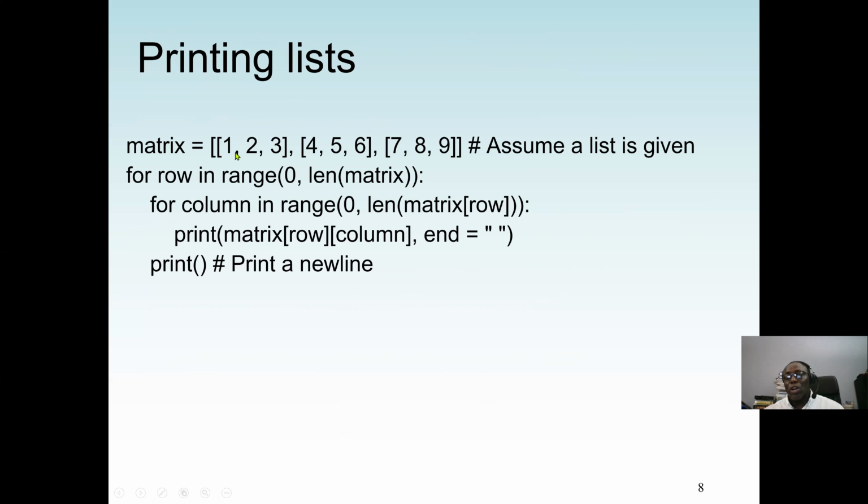So here we are going to print 1, 2, 3, and 1, 2, 3 will be on the first row, then 4, 5, 6 on the second row, 7, 8, 9. Because after we finish the first row, we print a new line. So this 4, 5, 6 will be on the next line. 7, 8, 9 will be on the next line.